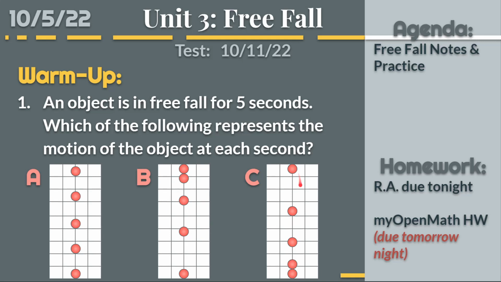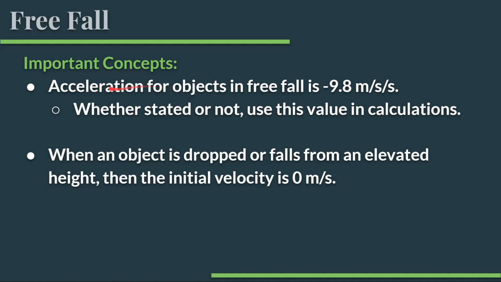C would represent something that would be slowing down as it falls, so that's not something you would observe on Earth, really anywhere, because that's not how gravitational acceleration would work. So this would have to be some other type of scenario, maybe something like an elevator slowing down, coming to a stop. Okay. So again, important concepts, and this is a review from yesterday.